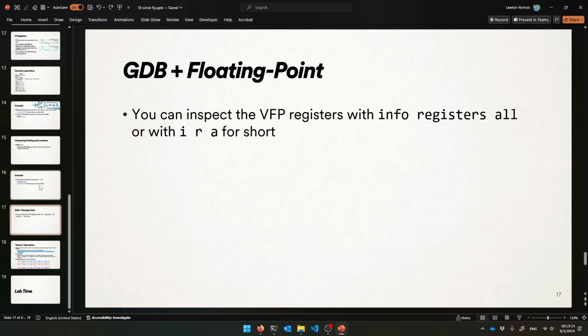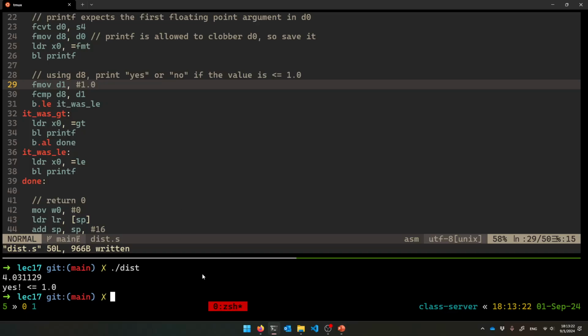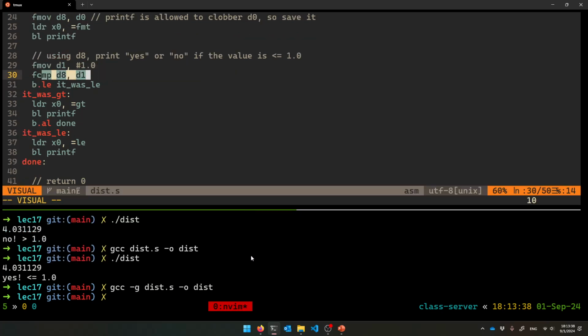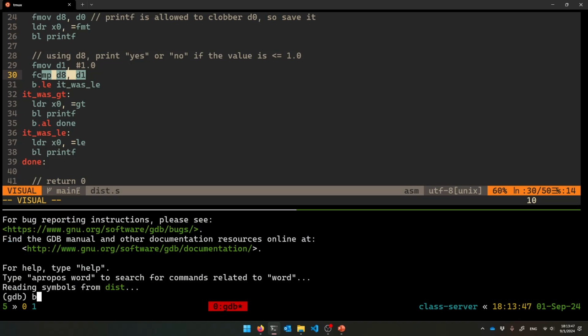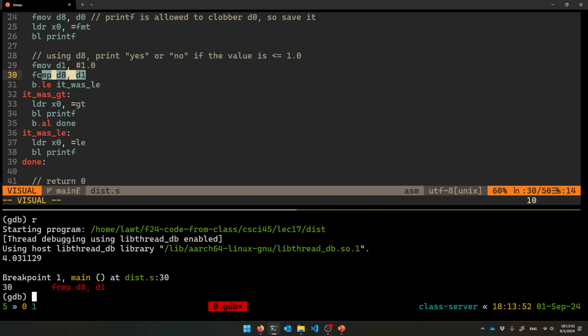Okay. So, yeah, I do want to show you one other thing, right? Let's do GDB, because GDB has the ability to inspect registers. By default, it's not going to show you the floating point registers when you print out all your registers with the info registers command. So let's do a gcc -g. And let's get into GDB, and we'll stop on line 30, why not? We'll stop on the comparison line, because we have our values in our registers by then. So I'll say gdb dist, and I did the -g, so I'll say break dist.s line 30, then I'll run the program.